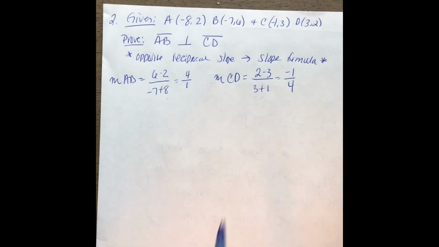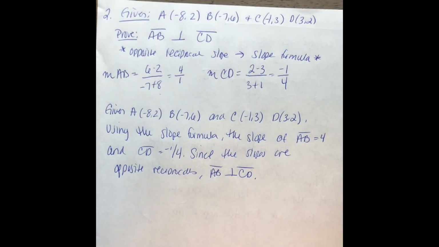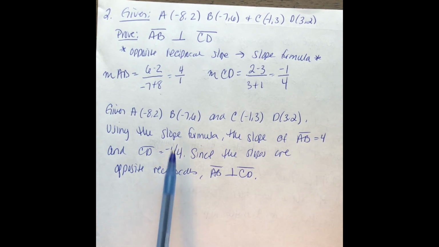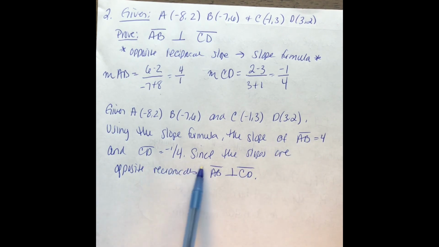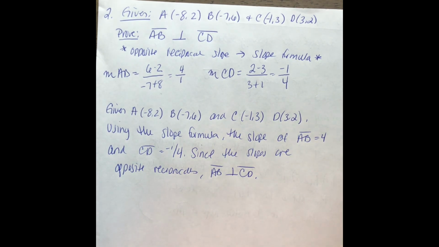Since these slopes are opposite reciprocals, we know that it is perpendicular. Now we can write our proof. Here's our proof following the same format. Given our information, given A, B, and C, D, we use the slope formula. The slope of AB is 4 and CD is -1/4. So here is our given, the formula used, the results. Now we analyze. Since the slopes are opposite reciprocals, we can say that AB is perpendicular to CD.